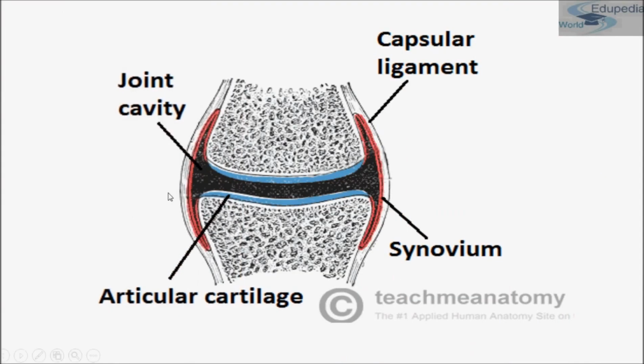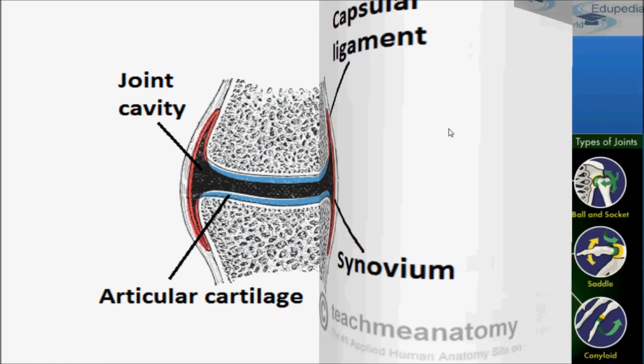So this is an example of a synovial joint. This is a joint cavity that helps in the articulation of 2 bones. This is one bone and this is the second bone, and this is known as the synovium, and here synovial fluid is filled. This is the joint cavity. And this is the capsular ligament.